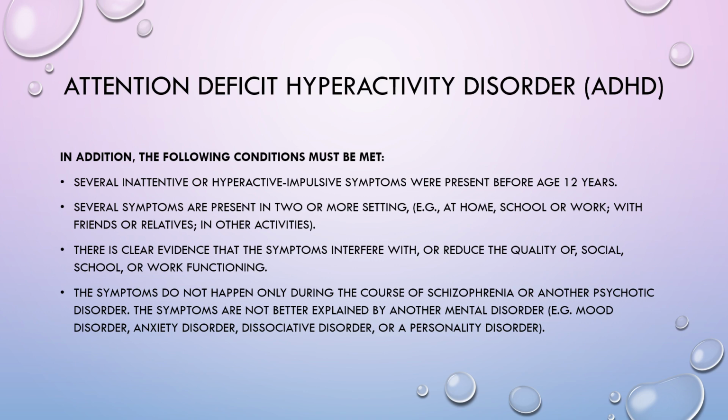If it's just in one setting, vice versa. If it's just at school and they're fine at home, is there more going on at school than we're aware of? There has to be clear evidence that symptoms interfere with or reduce quality of social, school, and work functioning. And of course, they do not happen during the course of schizophrenia, another psychotic disorder, or another mental disorder. Make sure that you're ruling out, is this truly more anxiety? Is the anxiety and the worry causing the distraction, the inability to focus, and restlessness, or is this true ADHD? ADHD can show symptoms, especially with adults, with some anxiety and worry, but you've got to rule out which one comes first. And if you treat one, we see which one fixes the other.